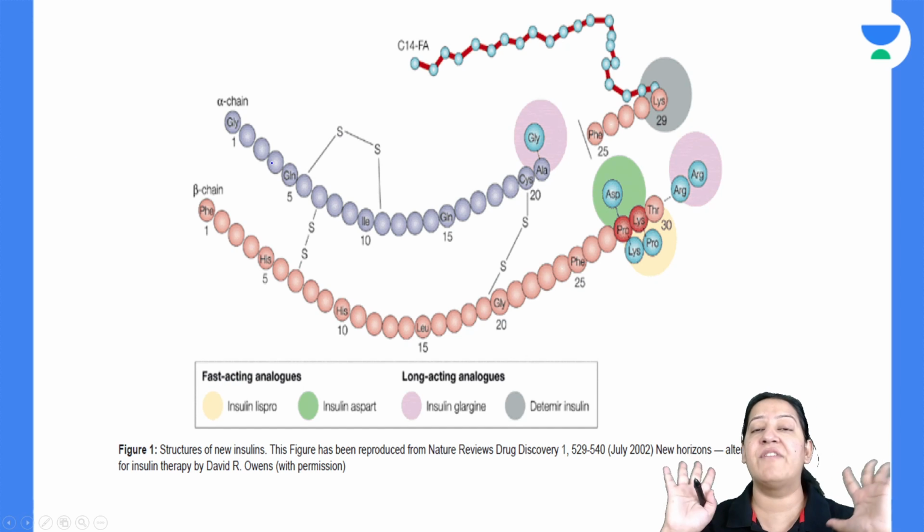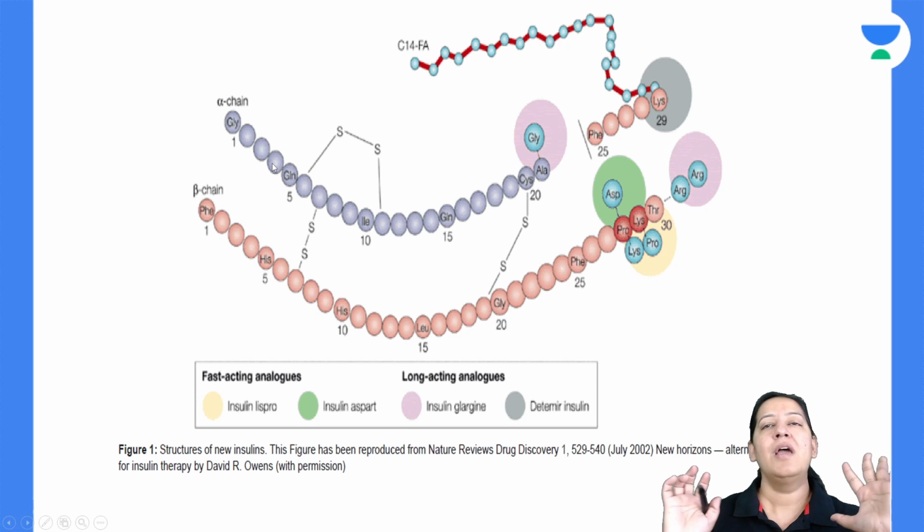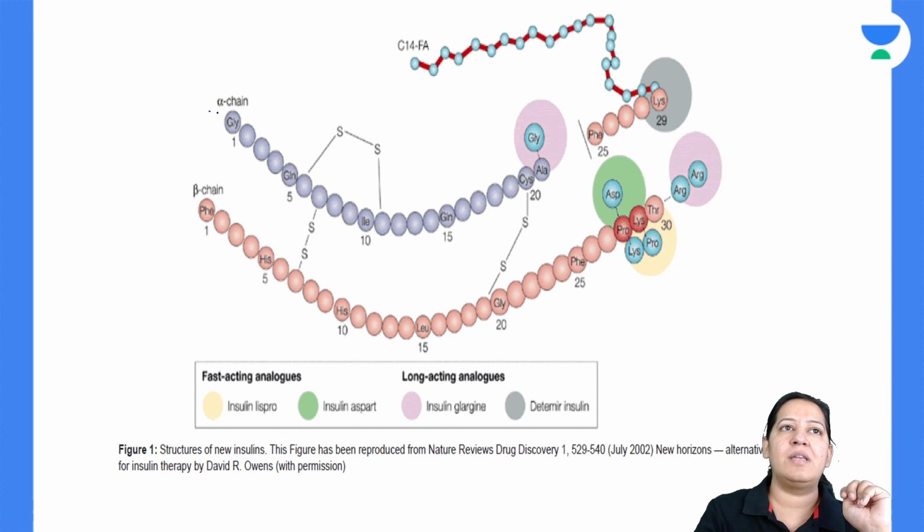Now please understand, everyone, first understand this diagram, then only I will start. So this is a diagram of human insulin. In human insulin, we have two chains: alpha chain, see here, this is alpha chain, and beta chain. See here, this is beta chain.